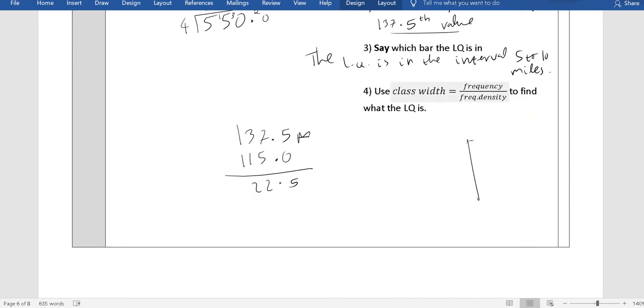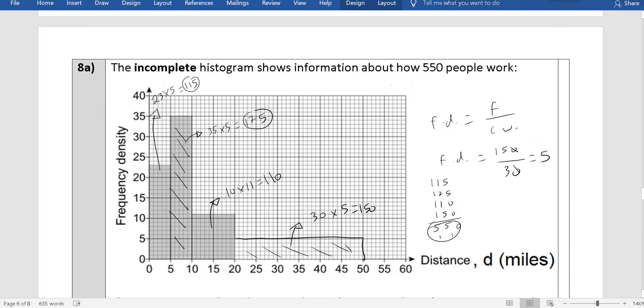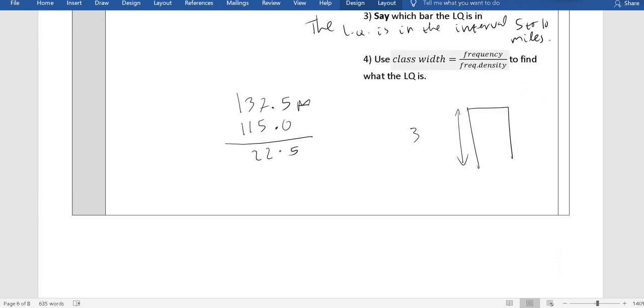So in this second bar, I know the frequency density. If I look at the second bar, the frequency density is 35. I know the frequency is going to be 22.5. Don't worry, it's not a whole number. This is continuous data, so don't worry. And I know that to get class width, I do frequency over frequency density. So that's going to be 22.5 divided by 35.